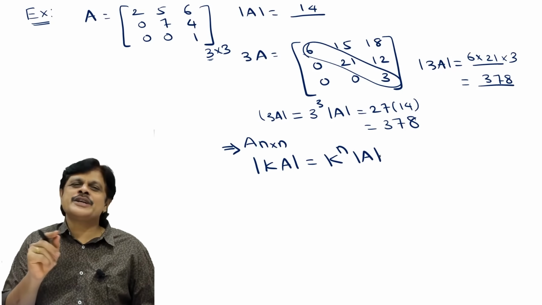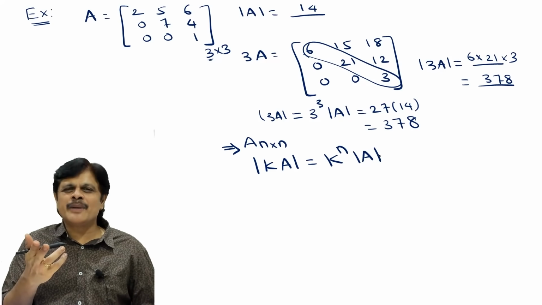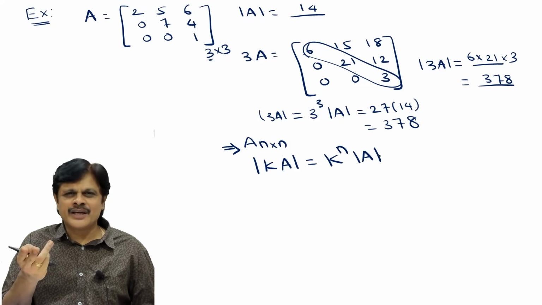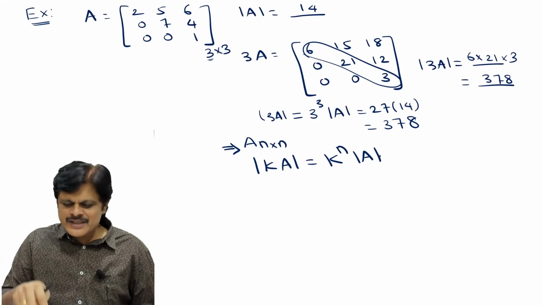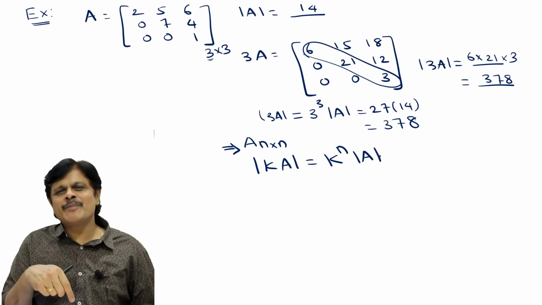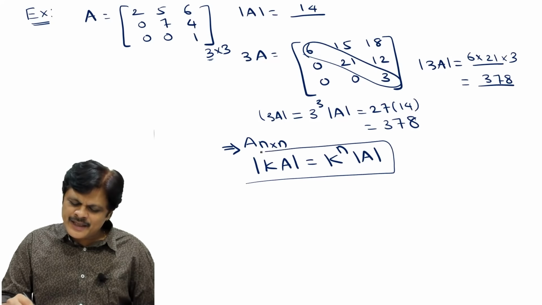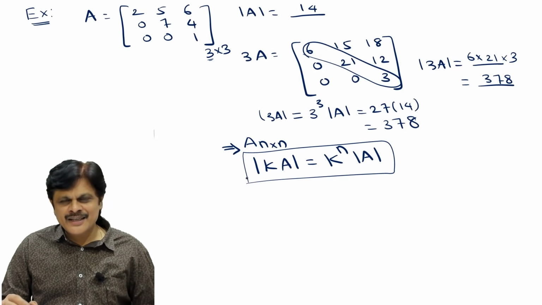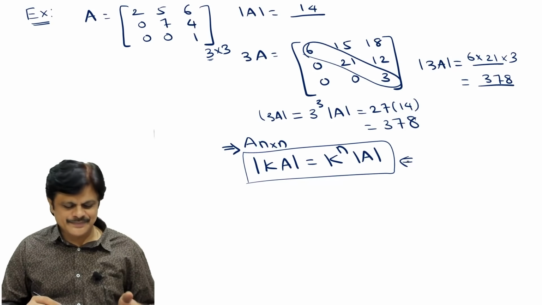Because if one row is multiplied with k, the determinant is k times det A. Two rows multiplied means k square into det A. Three rows multiplied with k means k cube into det A. Because kA means every row is multiplied with k, therefore k power n into det A, that is the property. Am I clear? So that is how we get this particular result. Got it? Let us take one more example.